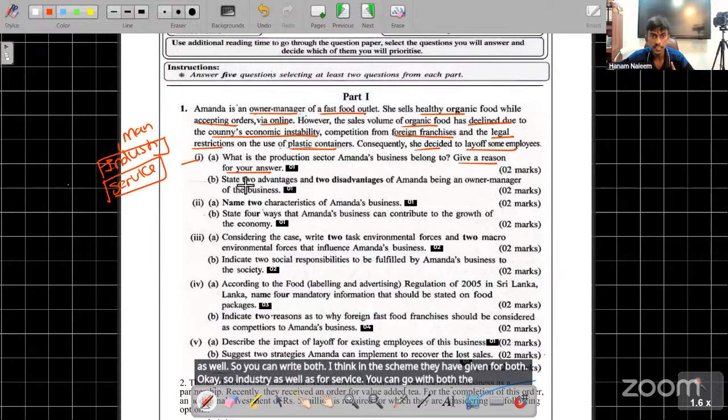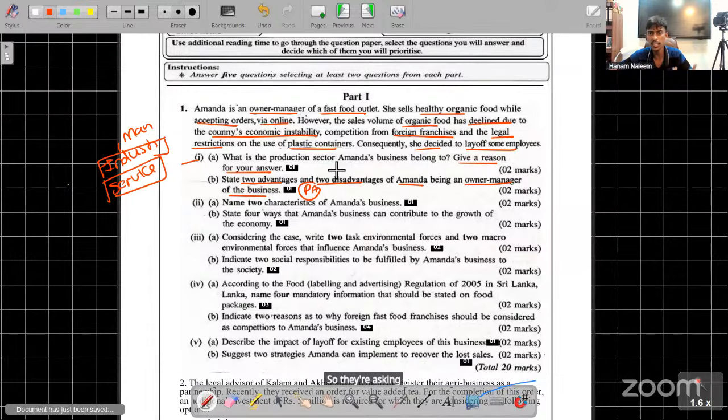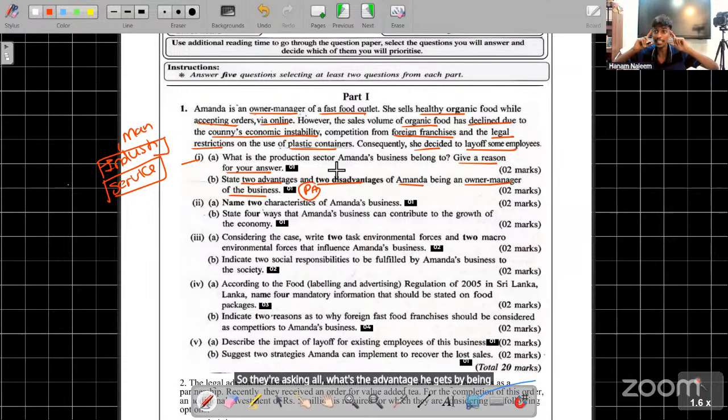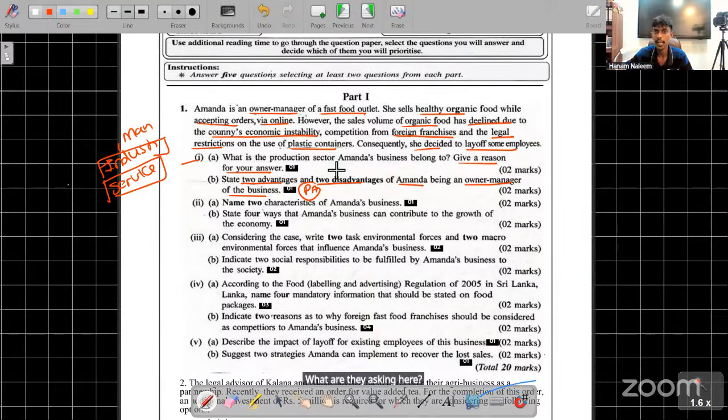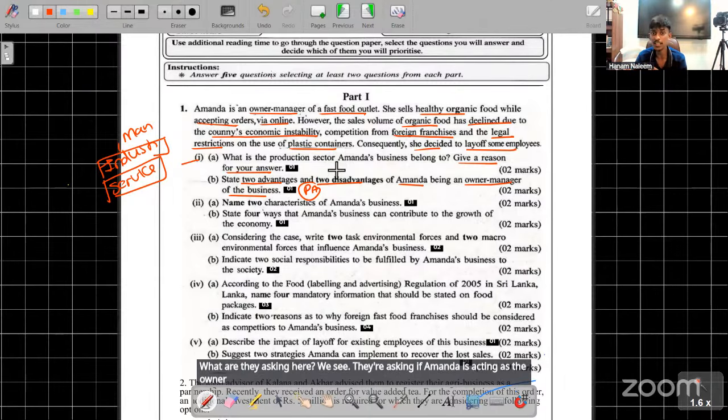Okay, and state two advantages and two disadvantages of Amanda being an owner and a manager. So is that in the teacher's guide? No, it's a practical answer. So they're asking what advantage she gets by being an owner and a manager. Be smart. What are they asking here? They're asking if Amanda is acting as the owner as well as the manager of the business, what's the advantage and disadvantage? They're asking specifically here. Good, Hafsa.